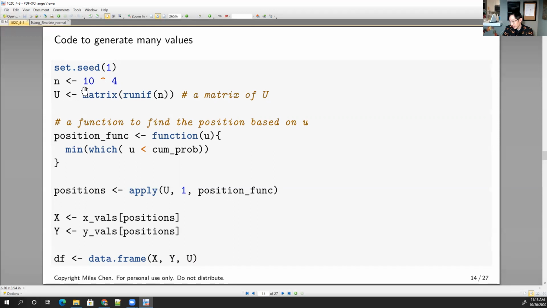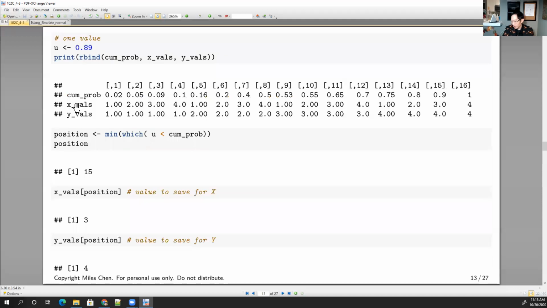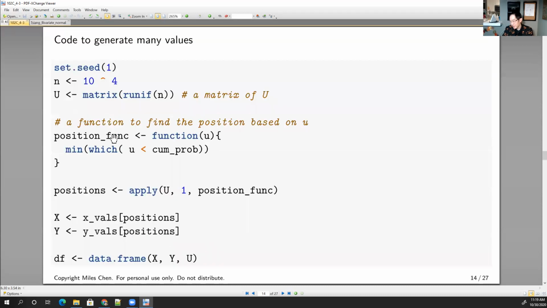So here I'm going to generate a whole bunch of u values. If I just applied this naively, which is what I did at first, and plugged in the u, R would take all 10,000 u values, compare them, recycle these two vectors, and return just one minimum value. So I realized I need to apply this function for every single u value. I wrote a position function, which gives me back the position where u is less than the cumulative probability for the first time.